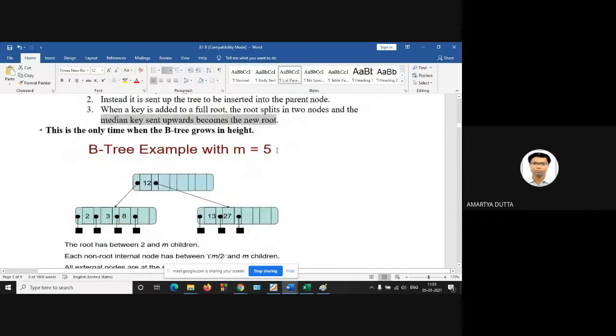So, a B tree with m 5, value of m is 5. What do you mean by m 5? If you are given in your exam, construct a height balanced B tree of order 5, what do you mean by this sentence? Order 5 means m, the maximum number of children, is 5. So the maximum number of children in the root and in all internal nodes is 5.